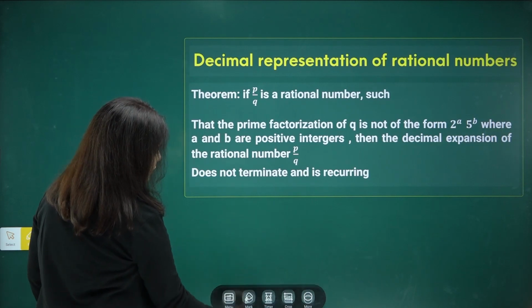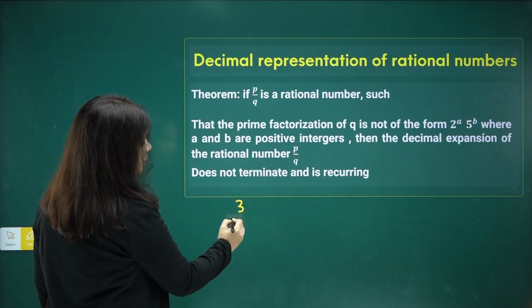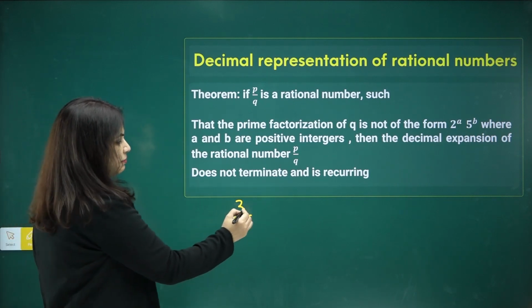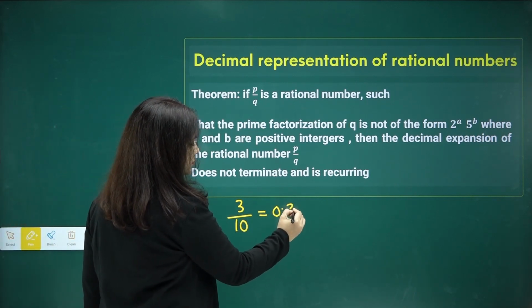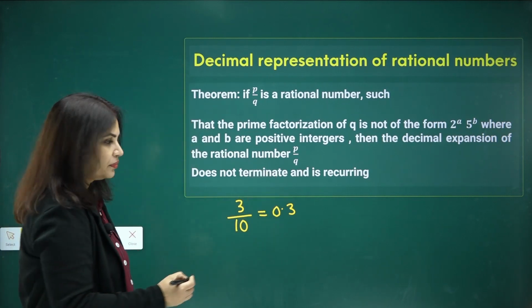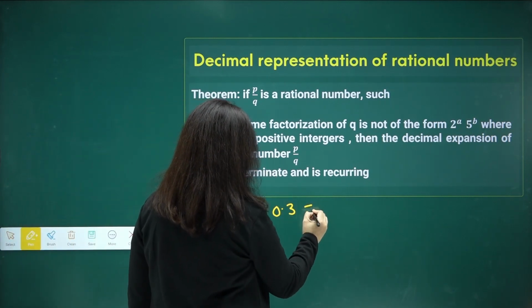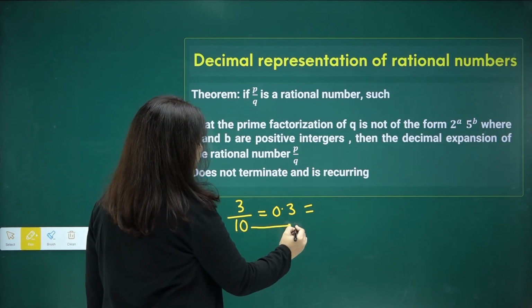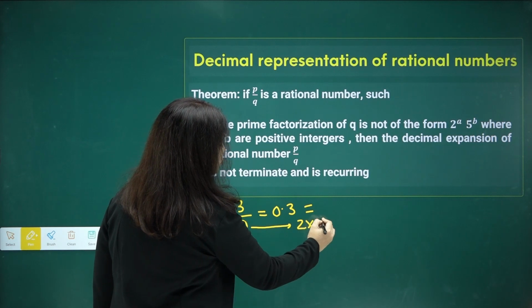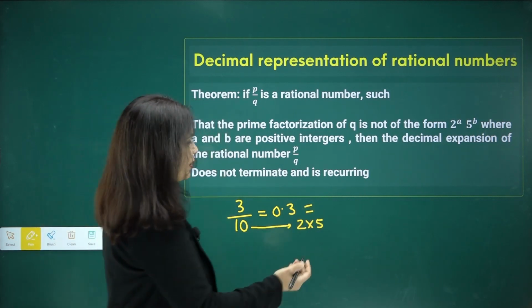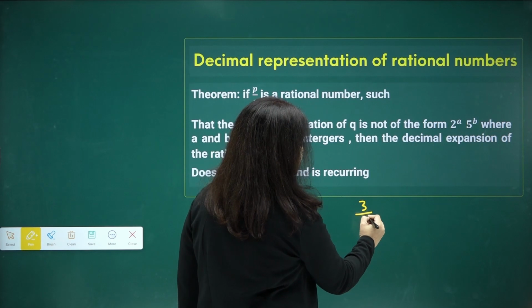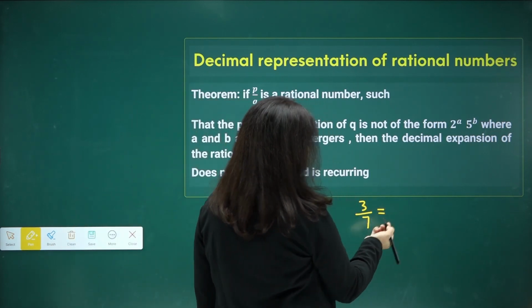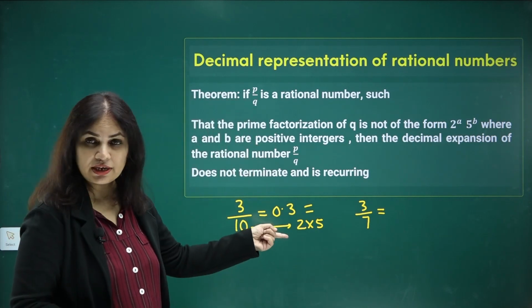Suppose I take 3 upon 10, and if I divide 3 by 10, I will get 0.3. How do we know that? Because 10 can be expressed as 2 into 5. But if I write 3 upon 7, let us see whether I will get a terminating decimal number. Will the division come to an end or not?